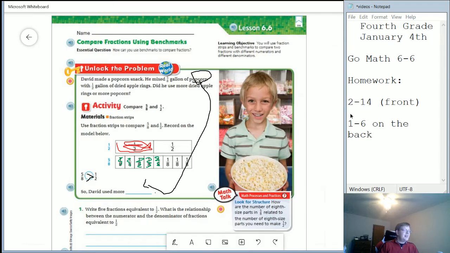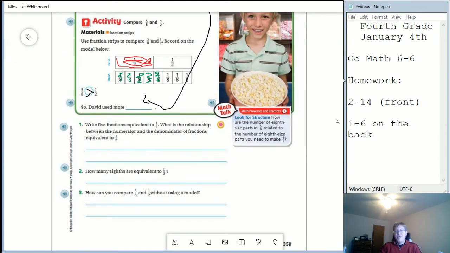They want us to go ahead and write 5 fractions that are equivalent to 1/2. So we practiced this a lot before break.